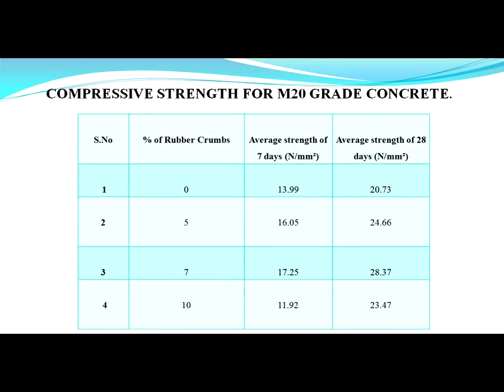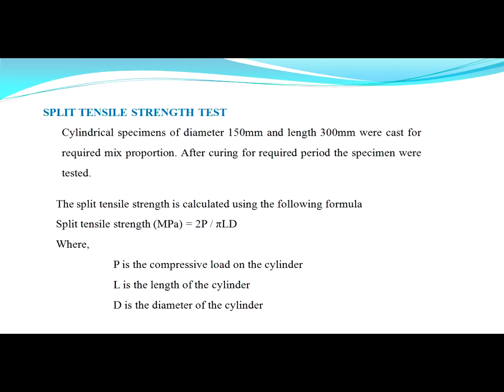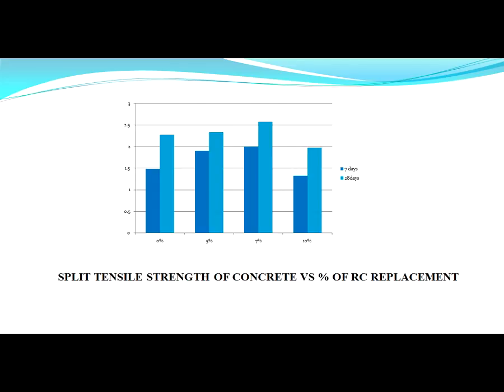This tabulation is referred to. The bar chart shows compressive strength of concrete versus percentage of RC replacement. For split tensile strength, this method is carried out using the table for M20 grade concrete. This bar chart shows split tensile strength of concrete versus percentage of RC replacement.